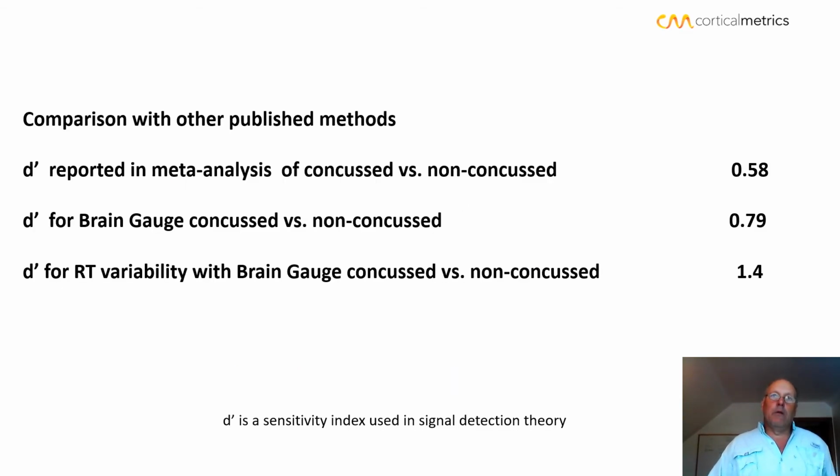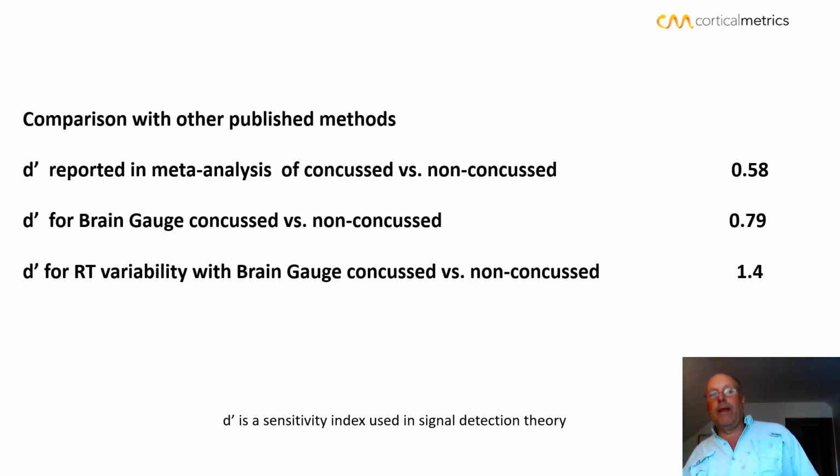Now, if we compare the reaction time data that we collected from the brain gauge with other published methods for just concussion, since we have so much data on concussion, that's one way to do it. D prime is a sensitivity index used in signal detection theory, where higher numbers are better. What's reported in a meta-analysis, meaning one paper that looked at a whole bunch of papers, the average was 0.58. And those were all using baselines. They're all comparing preseason, postseason, or post-concussion data.